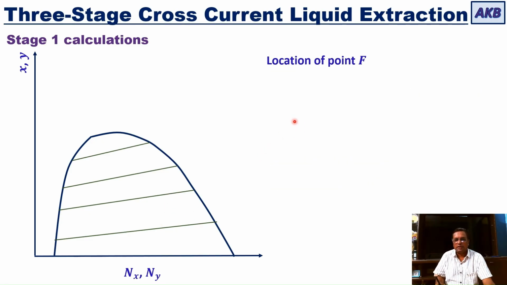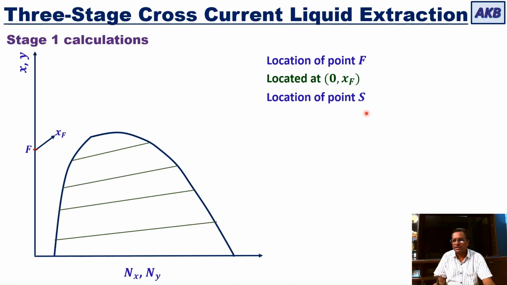Now for stage number 1, we have to start by locating point F. The coordinates of point F are 0 and xf. That is, it will be located on the y-axis where y is equal to xf. So this is the point where y is equal to xf, and that will be the point F.